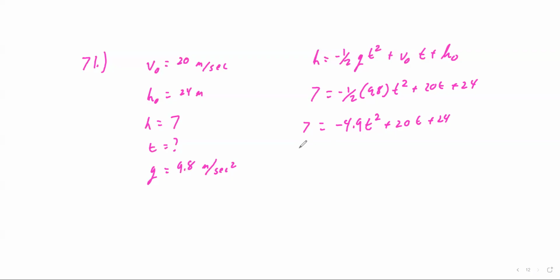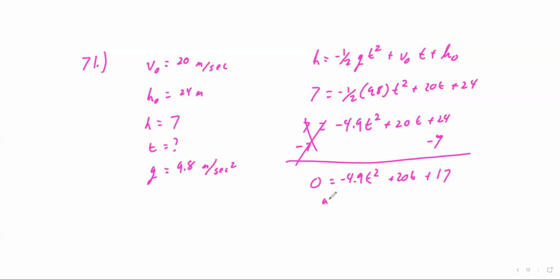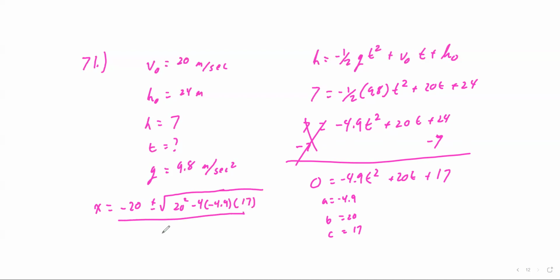All right, so then I have 7. And that would give me 17. Yep. All right, so then from there, I see that a is equal to negative 4.9, b is equal to 20, c is equal to 17. When I plug it into the quadratic formula, I would get negative 20 plus or minus 20 squared minus 4 times negative 4.9 times 17 divided by 2 times negative 4.9.